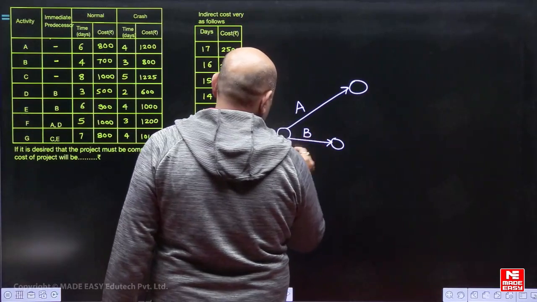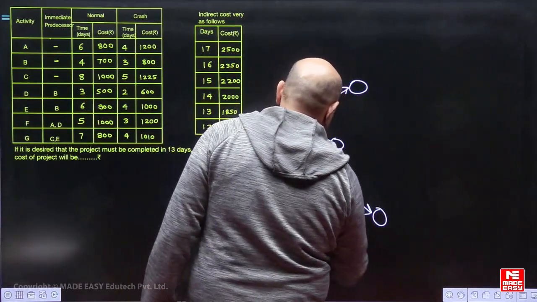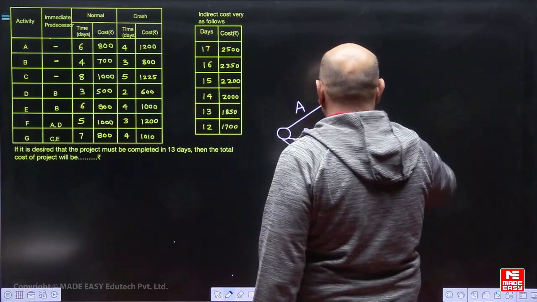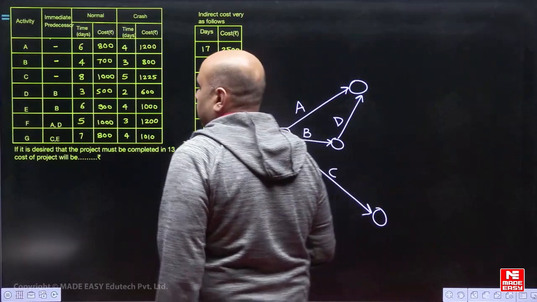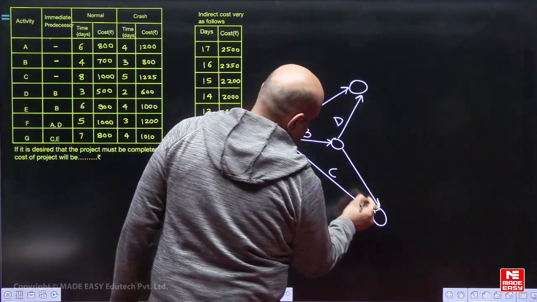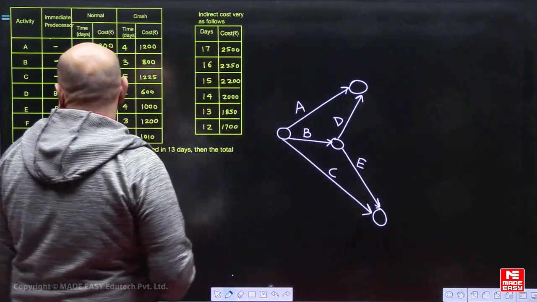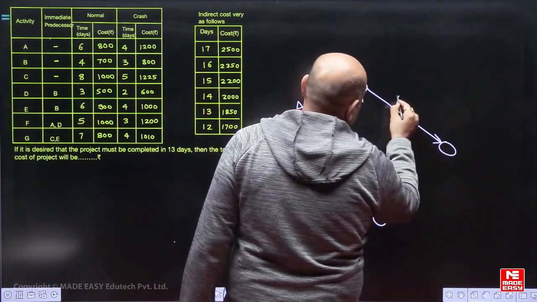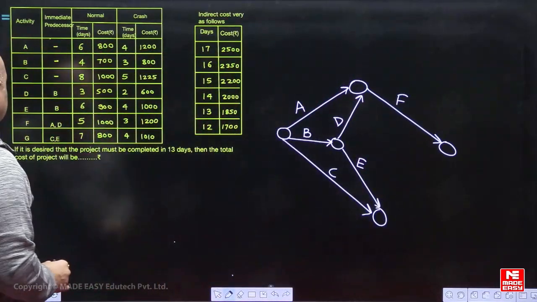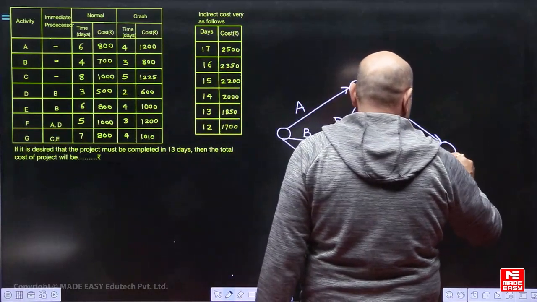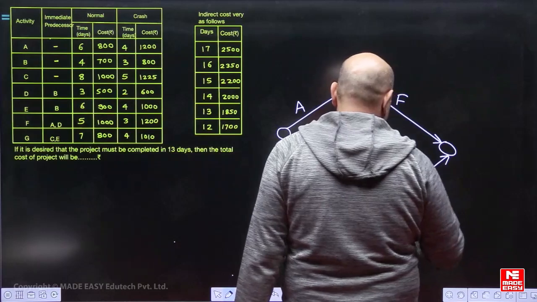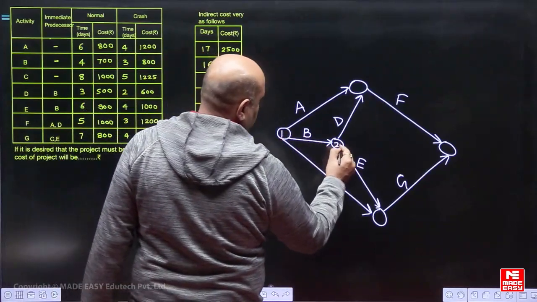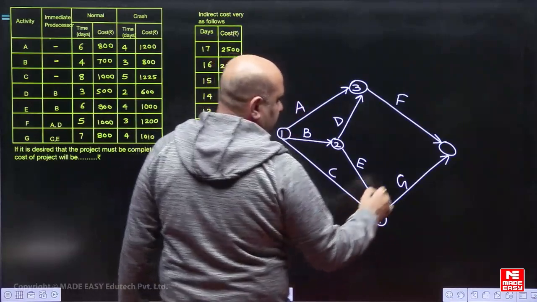A, B and C. Then D is after B. E is after B. And F after A and D. And G after C and E. See, this is the data given for the network diagram. Then numbering of events: 1, 2, 3, 4, 5.